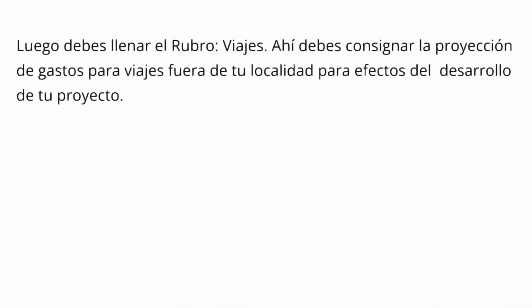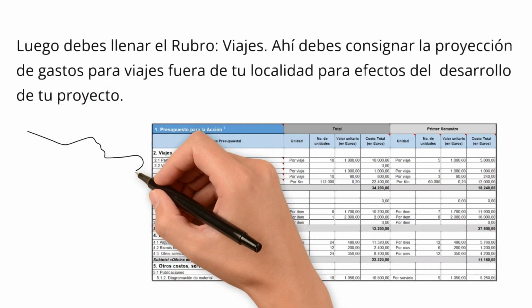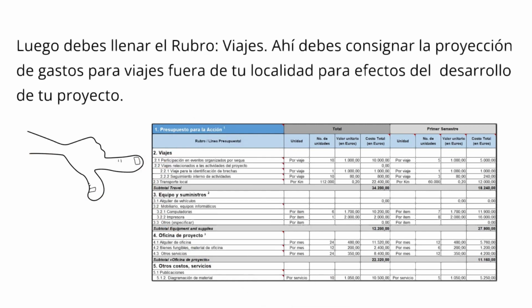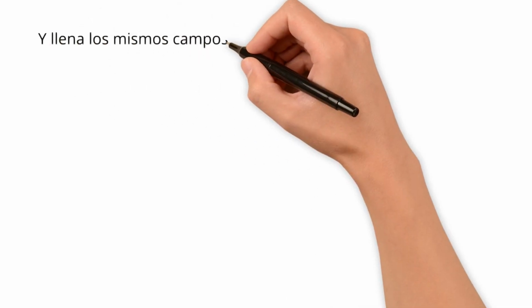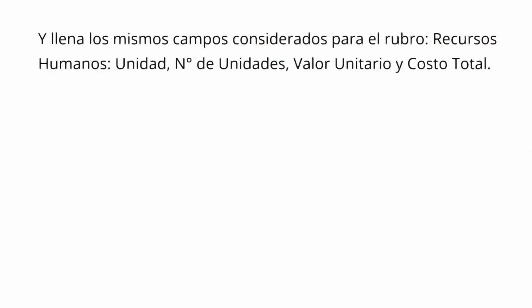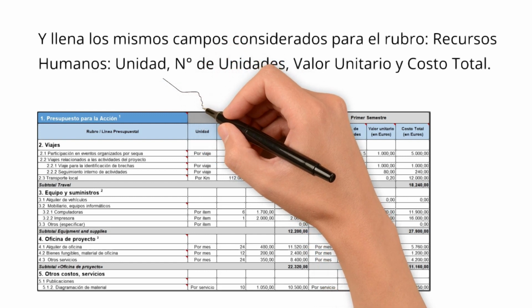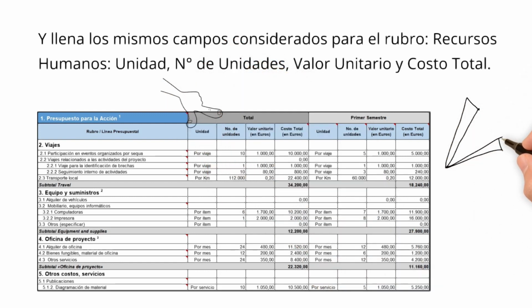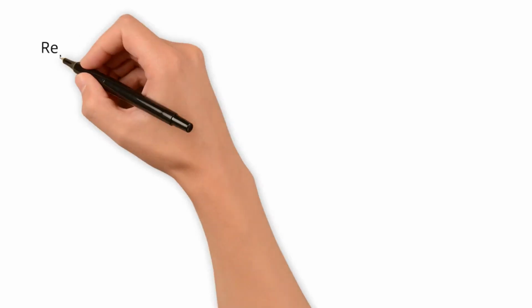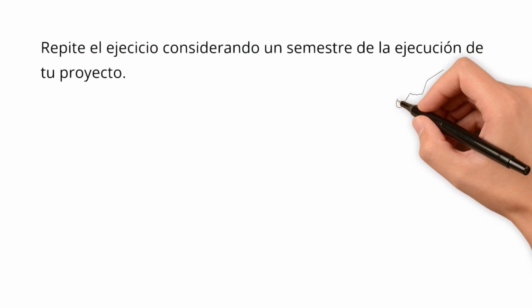Then you must fill in the travel item. There you must consider the projection of expenses for trips outside your locality for the purposes of developing your project. And fill in the same fields considered for the human resources: unit, number of units, unit value, and total cost category. Repeat the exercise considering a semester of the execution of your project.